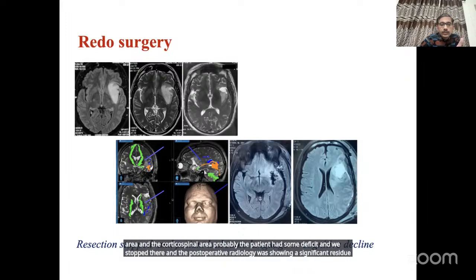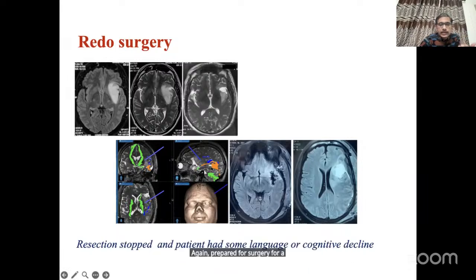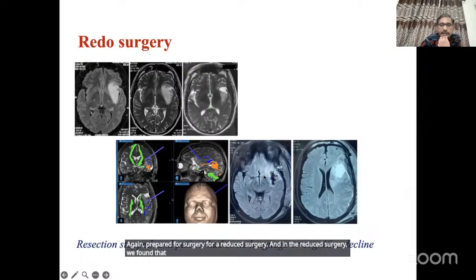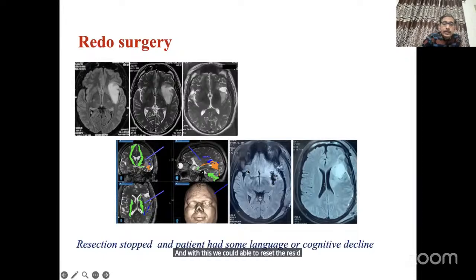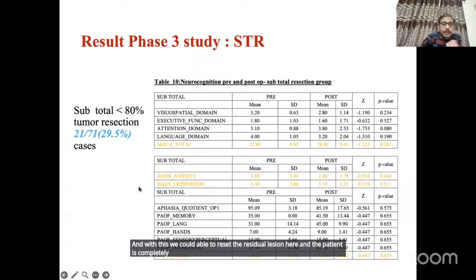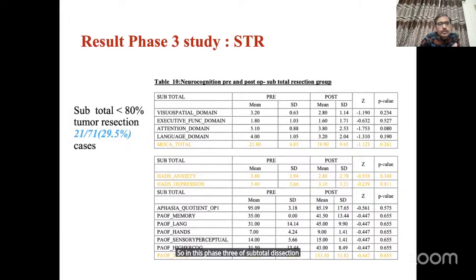The patient was under follow-up for 2 years, and after 2 years the patient was prepared again for a redo surgery. In the redo surgery, we found that there was some hyperintensity already there in the FLAIR, but we focused on the tumor only. Relying on the language and cognitive assessment, we continued our resection until the patient had some functional deficit, or developed some language error. With this, we could resect the residual lesion, and the patient was completely intact in the postoperative period.